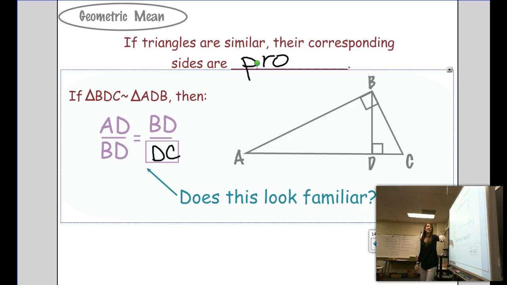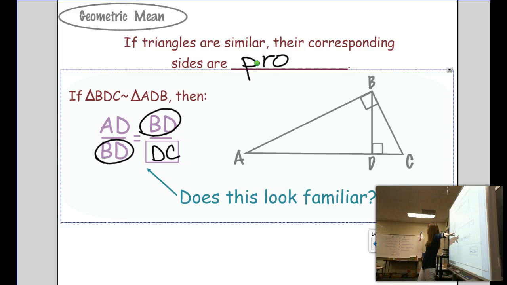Now, does this look familiar? As in, maybe this could have been A over X equals X over D. See how I repeated something like we did with the X? That means BD is the geometric mean between AD and DC. BD is the geometric mean between AD and DC.